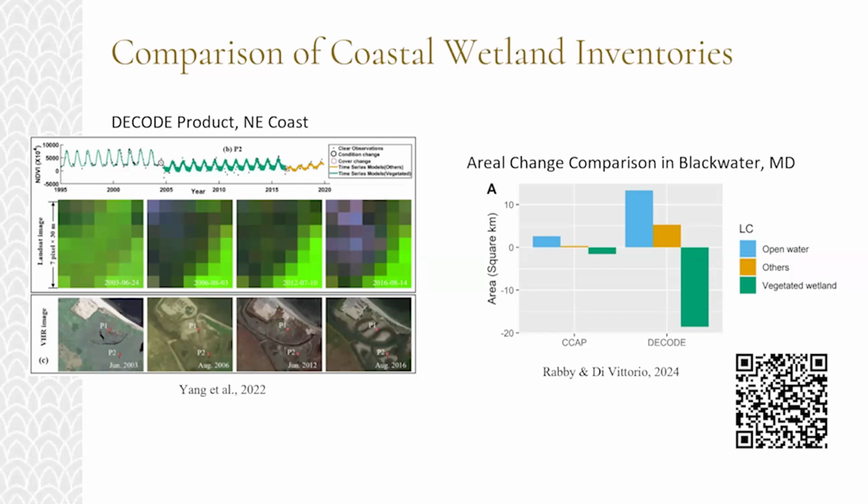And so this is a key finding from that study, and there's a QR code for the paper. For one of our representative sites that we studied in Blackwater, Maryland, we found a really big difference in the amount of change between these two products, basically an order of magnitude. This newer product was detecting about 10 times the amount of loss of vegetated wetlands into open water. So it just shows there are existing products, but there's still a lot of uncertainty and room for understanding these on a deeper level.